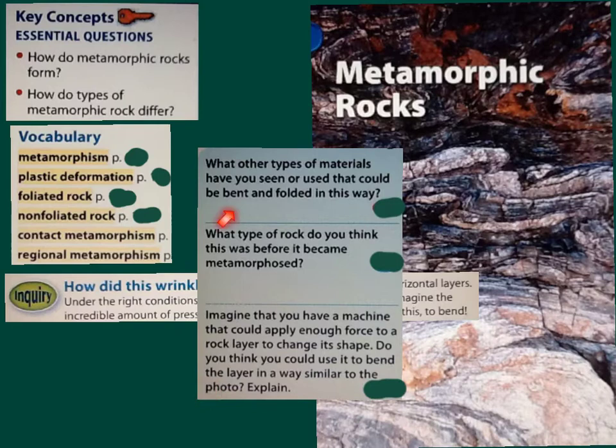So the first question, what other type of materials have you seen or used that could be bent and folded in this way? Okay. What type of rock do you think this was before it became metamorphosed? What type of rock do you think this was before it changed? And the third one, imagine that you have a machine that could apply enough force to a rock layer to change its shape. Do you think you could use it to bend the layer in a way similar to this in the photo? Explain. Okay, so you're to write all 3 of those questions, please.